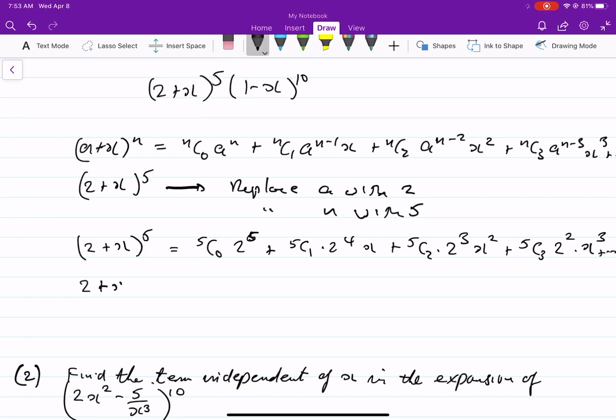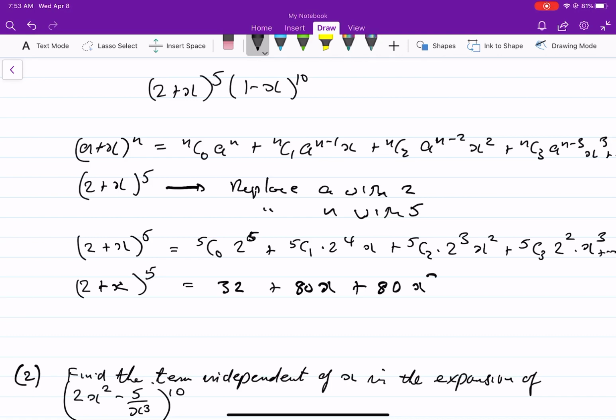2 plus x all to the 5th power simplifies to: 5c0 is 1, 2 to the 5 is 32. 5c1 is 5, 2 to the 4 is 16, 16 times 5 is 80. 5c2 is 10. Oh, that's interesting. And then 2 to the 3, that's 8. 8 times 10, that's 80 again.